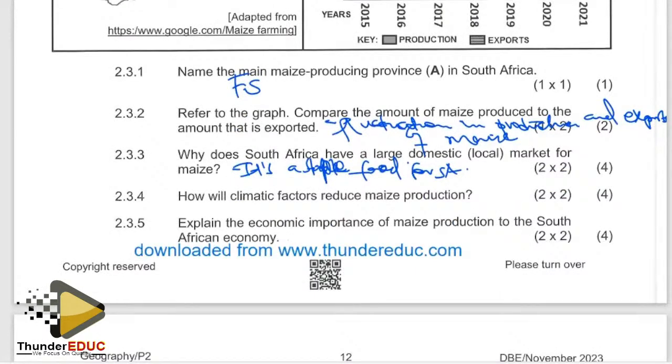Okay, why is South Africa a domestic market for maize? Number one, we have just said that it is a staple food because it is used as food, so its consumption is needed. Number two, South Africa has got a very big population that would purchase the maize, the big population that can consume the maize. So the population is very big, so they support the farming.